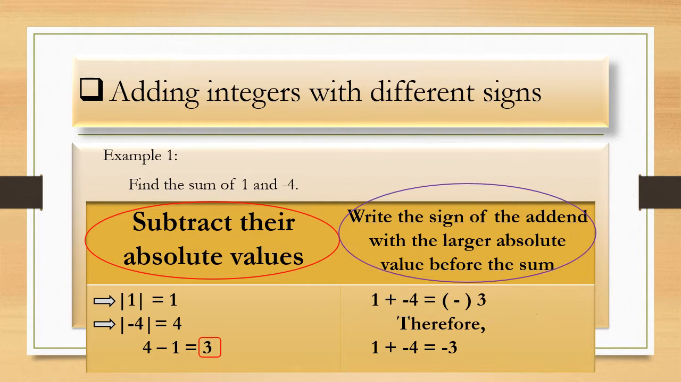Now, let's write the sign of the addend with the larger absolute value before the sum. Since negative 4 has the greater absolute value, the sign of the sum must also be negative. Therefore, 1 plus negative 4 is equal to negative 3.